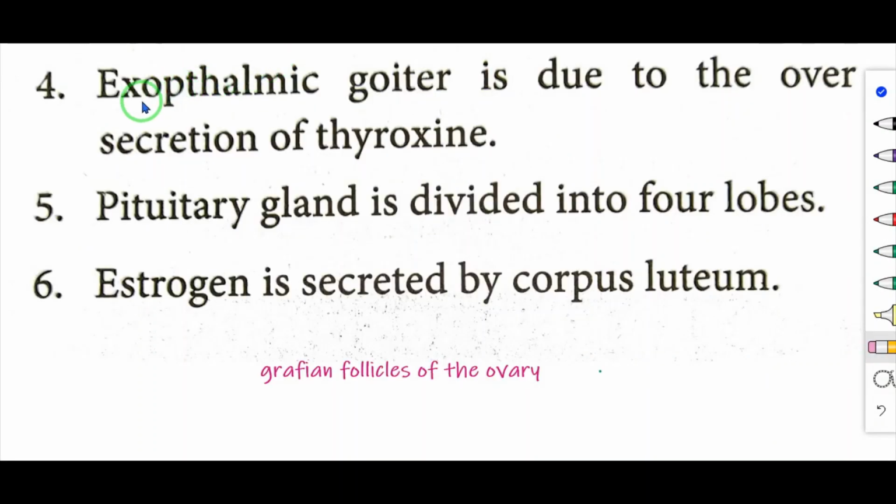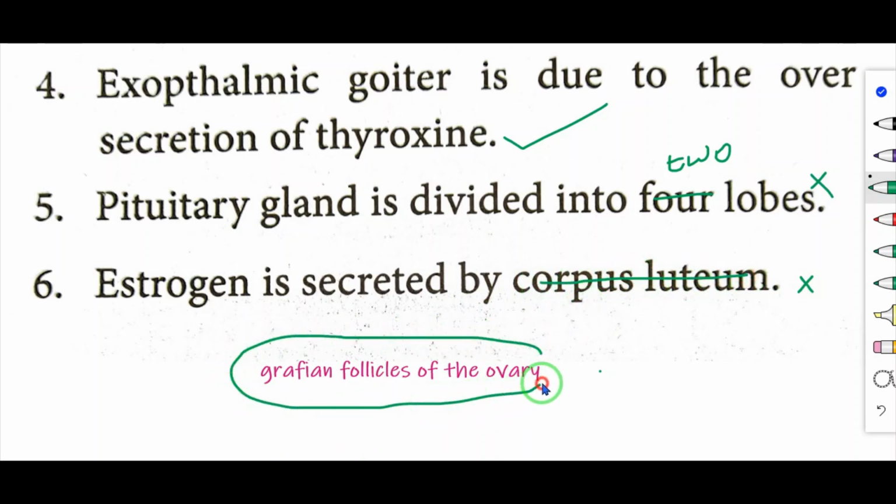Roman number 4. True or false? Question number 4. Exophthalmic goiter is due to the over secretion of thyroxine. This statement is correct. Number 5. Pituitary gland is divided into 4 lobes. This is wrong. Correct answer is 2 lobes. Number 6. Estrogen is secreted by corpus luteum. This statement also wrong. Estrogen is secreted by Graafian follicles of the ovary.